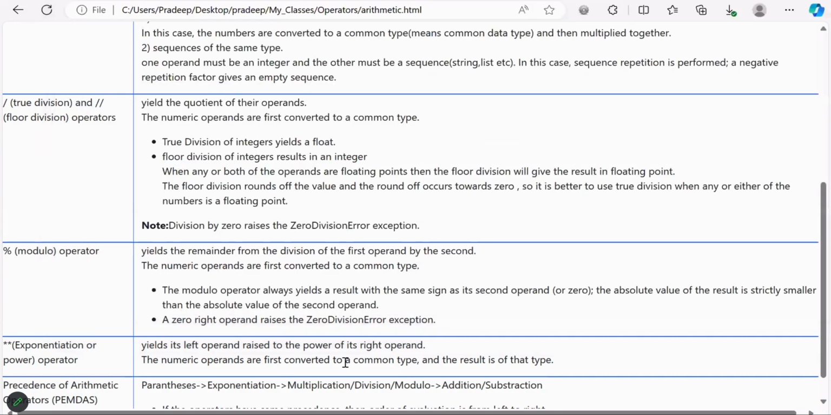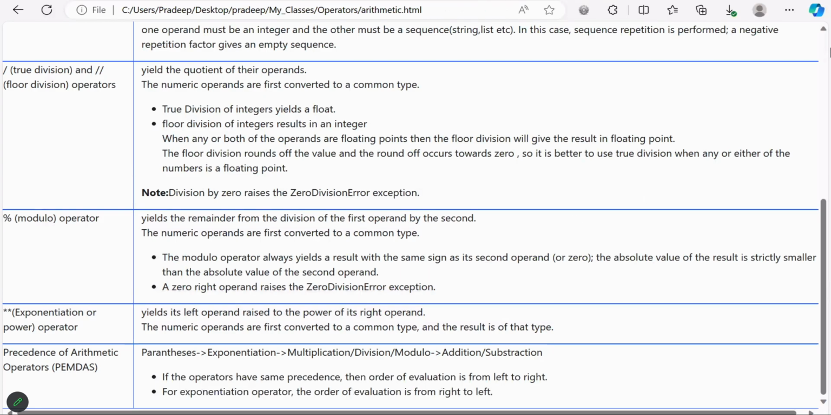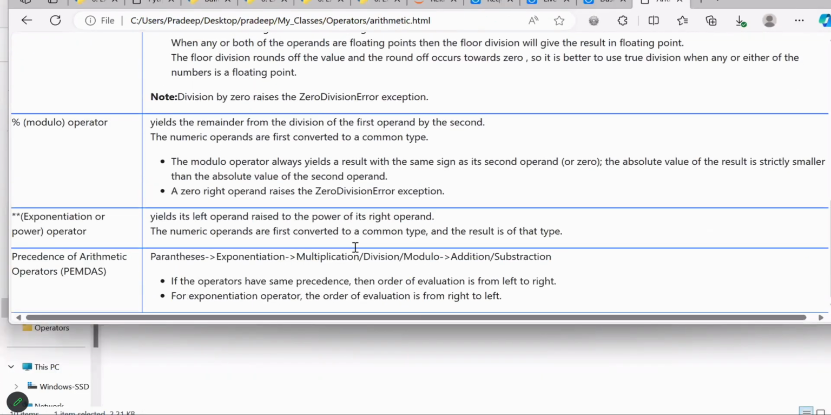Next, precedence of the arithmetic operators. Till now we were dealing with all of them individually, but if all come in one expression, then comes the precedence. Within the arithmetic operators, we have this precedence: parenthesis first, then exponentiation, then multiplication, division, or modulo, which all have the same priority, and then addition or subtraction.